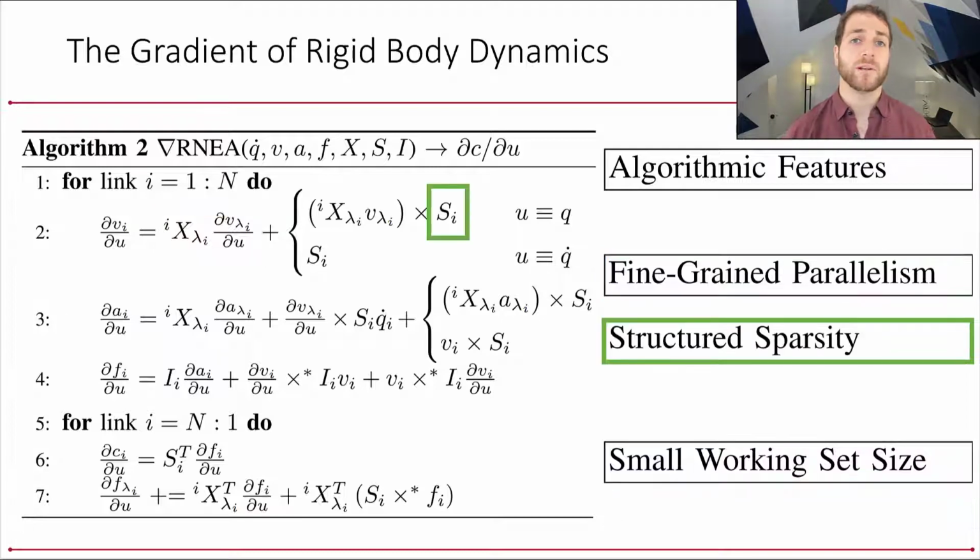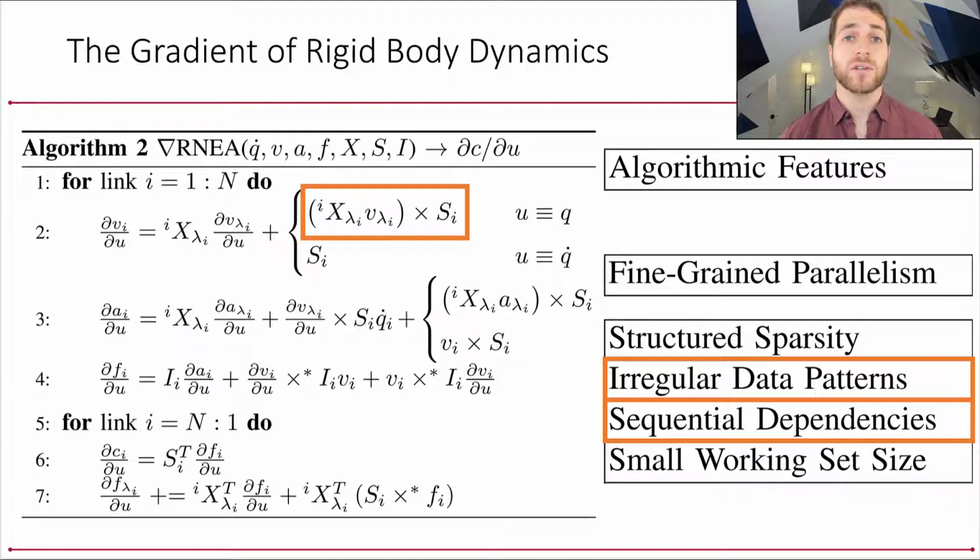The next feature I want to point out is the structured sparsity in this algorithm, as many of these terms are defined at compile time by the robot topology. So for example, if you have a z-axis revolute joint, the Si vector becomes just 0, 0, 1, 0, 0, 0. Therefore, instead of actually computing whatever term is multiplied by it, we can instead just compute and extract the particular row or column that we need based on the matrix vector multiplication or cross product operation. And that can save a lot of compute time and actually reduce our memory requirements as well.